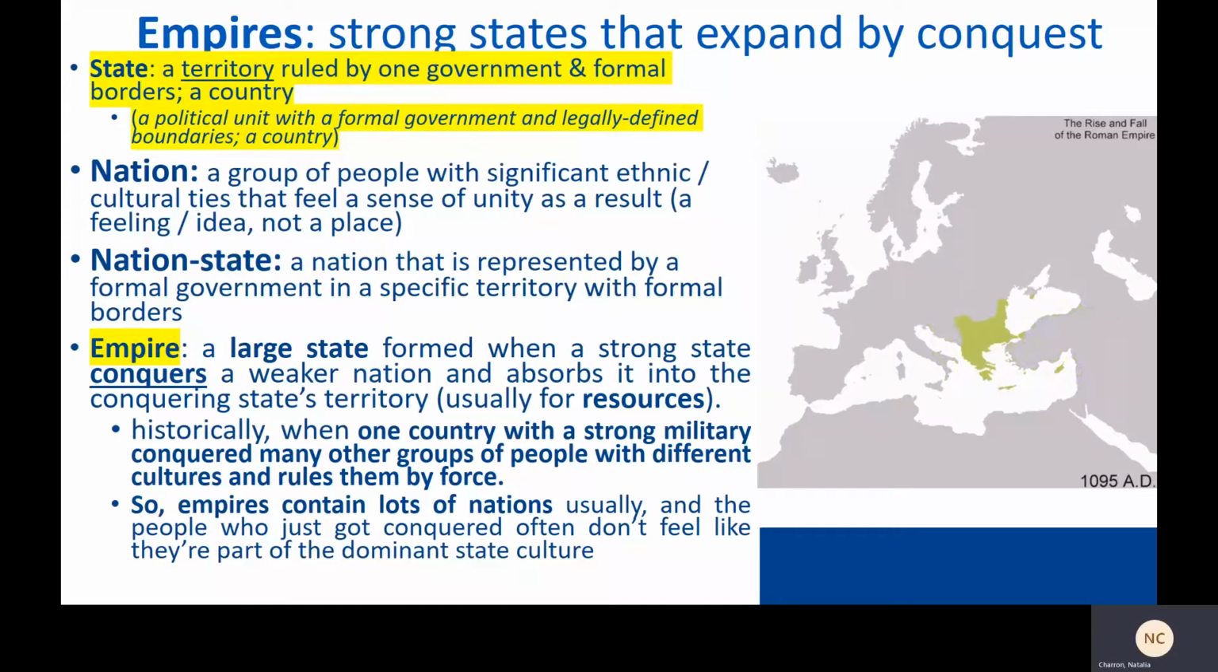All of that's to say, the two most important vocabulary words on this slide are state and empire. States are big territories with a formal border, recognized internationally. We call them countries often. Just don't be confused when you see the word state. Empires are large, strong states that expand by conquest. Usually they're ruled centrally by an emperor, and they're very diverse because they involve the strong state having gobbled up a bunch of smaller, different nations.